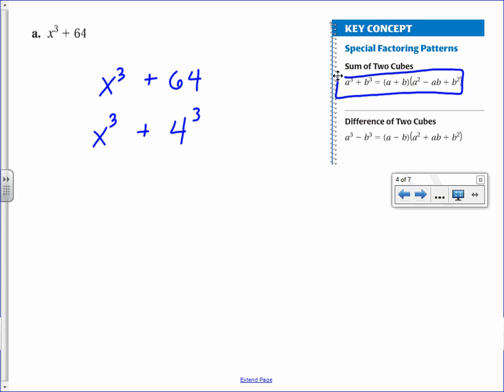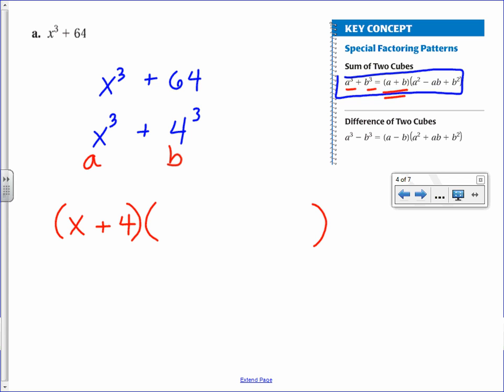Now, if you notice in our formula, they have a cubed and b cubed. Well, now we have an a and a b. Our a is x, our b is 4. So all we have to do is fill in the formula. The formula has, in the first parentheses, a plus b. Our a is x, our b is 4. So x plus 4.